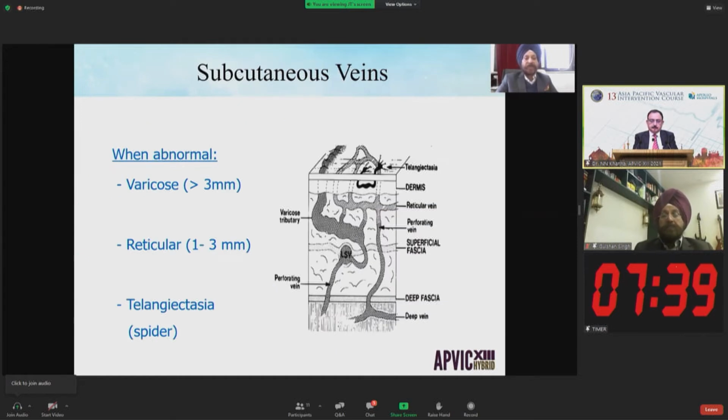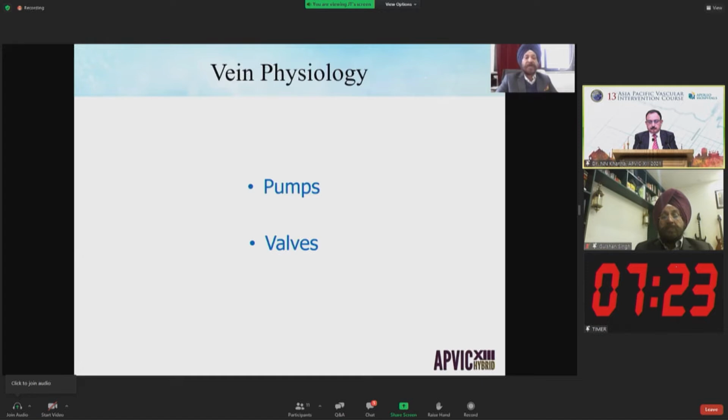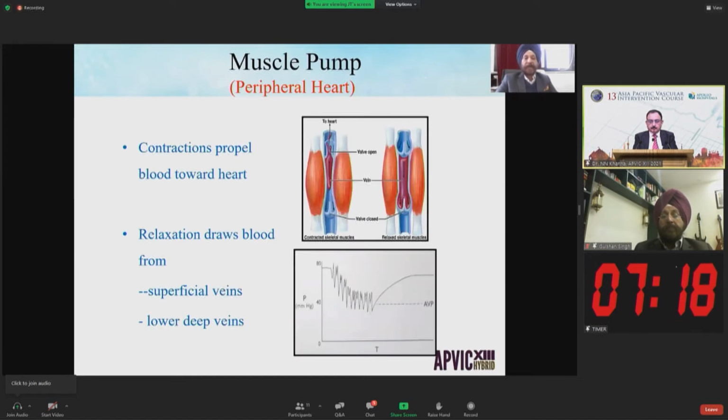The veins are subcutaneous veins when abnormal. When the size is more than 3 millimeter, they are known as varicose veins. When the size is between 1 to 3 millimeter, they are known as reticular, and up to 1 millimeter known as spider or telangiectasia veins. The vein physiology is by pumps and valves. The muscle pump is also known as the peripheral heart. The contraction propels the blood toward the heart. Relaxation draws the blood from superficial veins and lower deep veins.